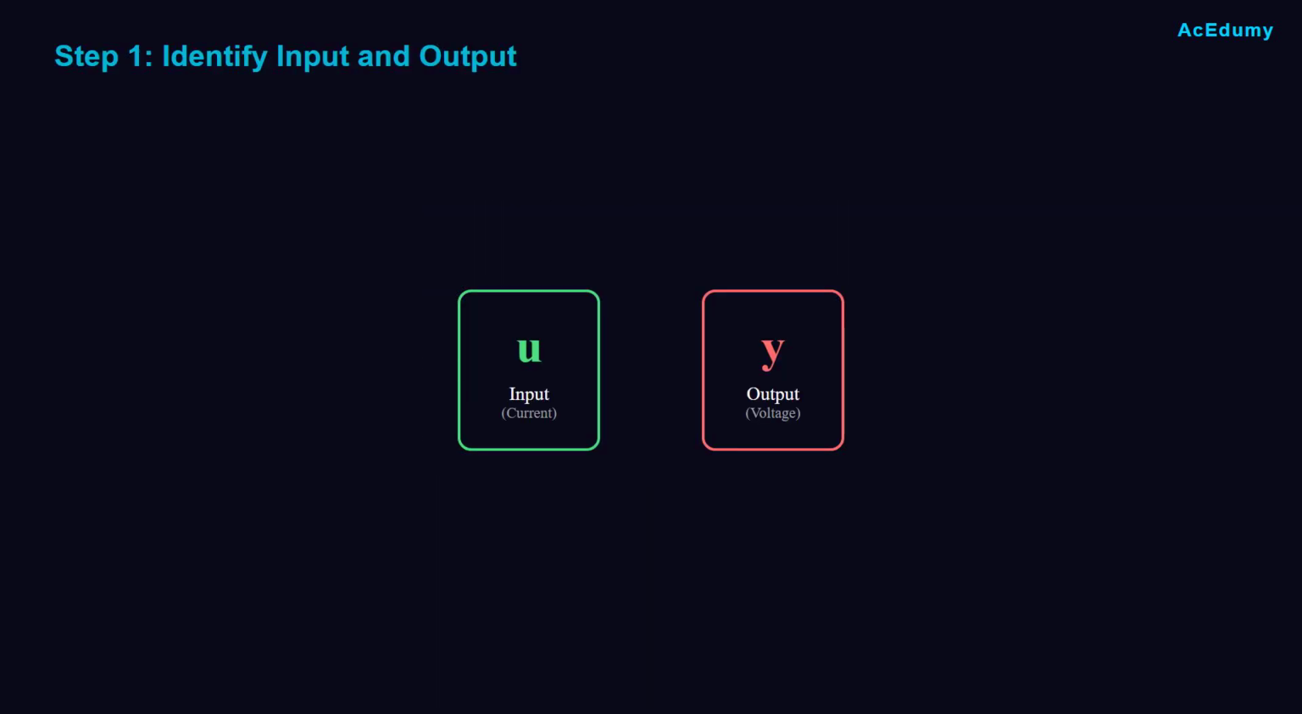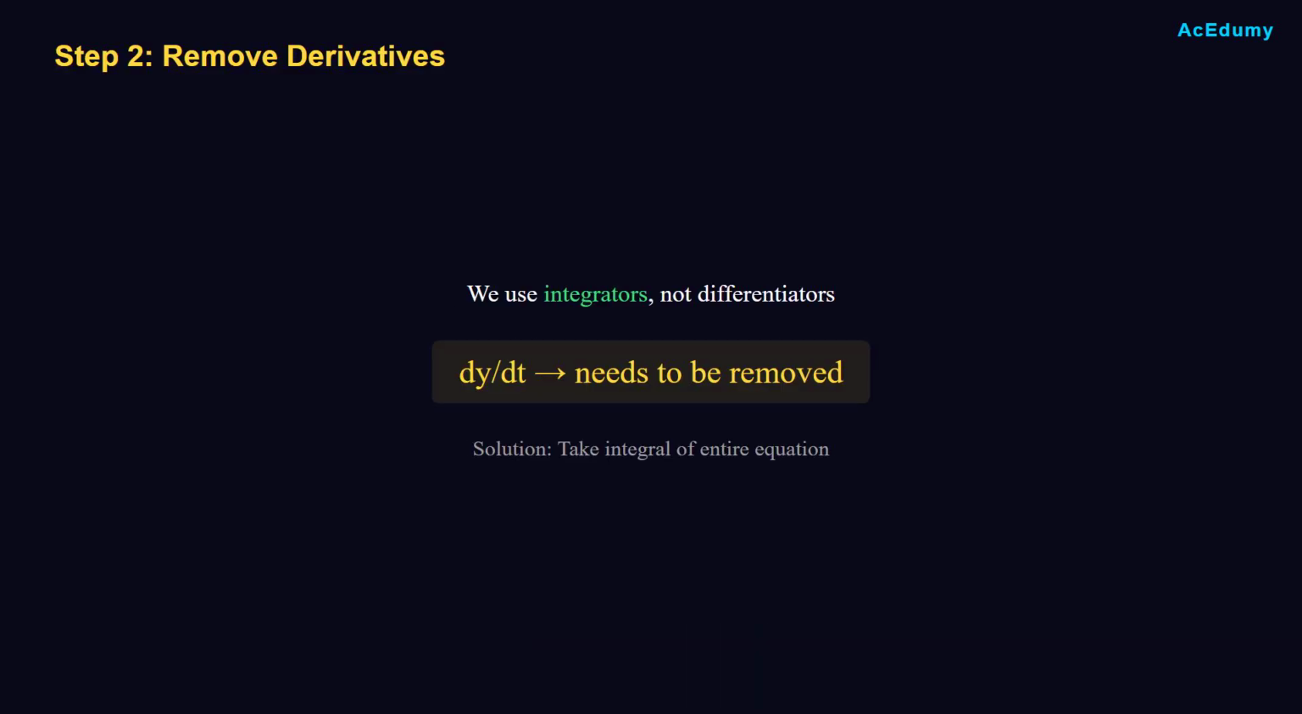Step 1 is simple. We identify input and output. Looking at our equation, U is the input and Y is the output. This is exactly what we defined in Lesson 4. Check. Step 1 complete. Step 2.